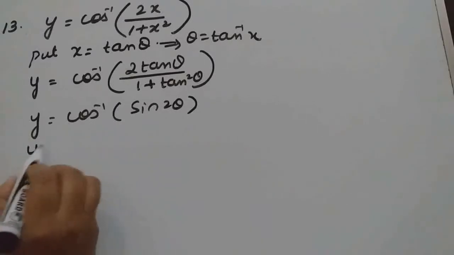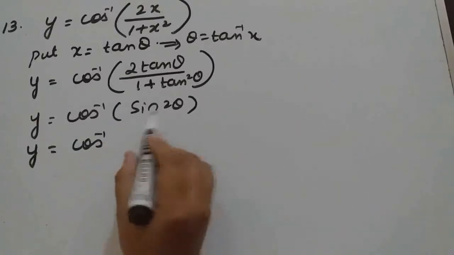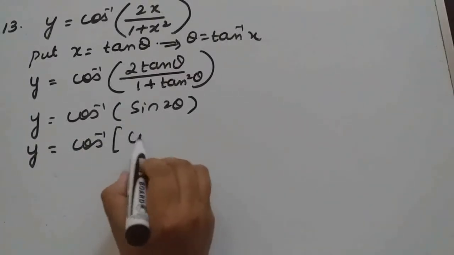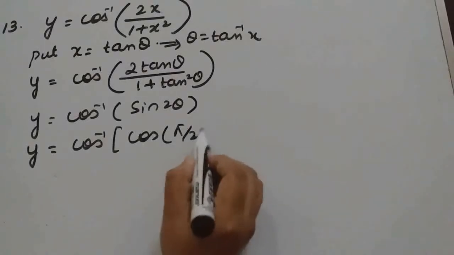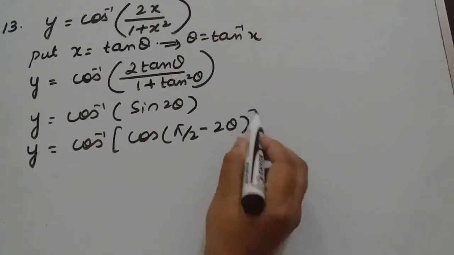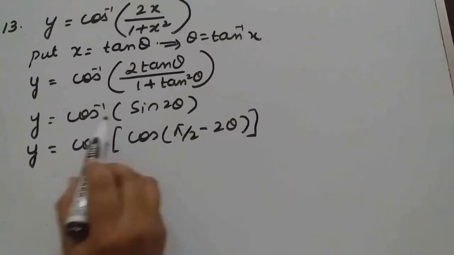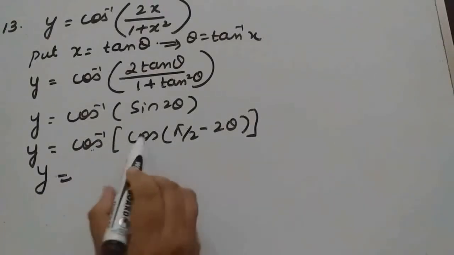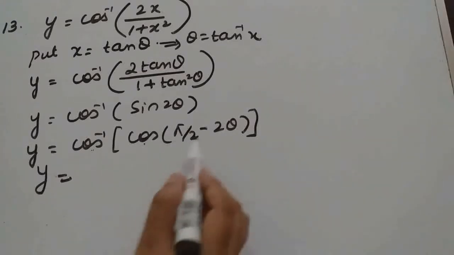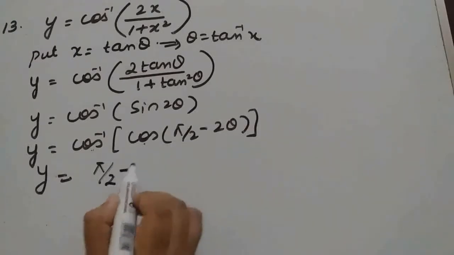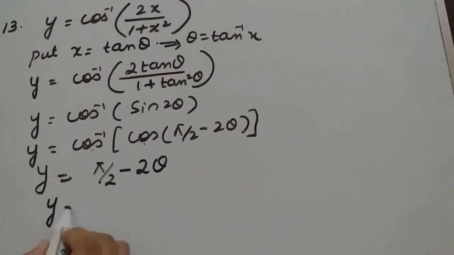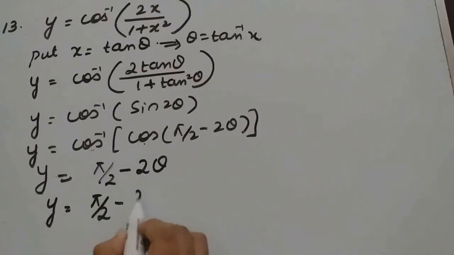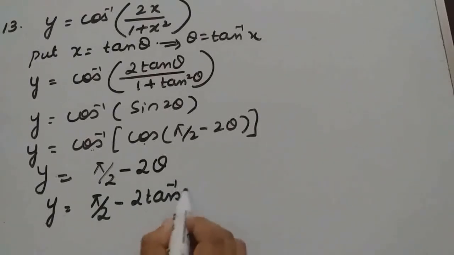Now using complementary angle, what we can write? Sine theta is cos of (pi by 2 minus theta). Why? Because we want to make these two trigonometric functions the same, so that we can cancel using the property. So we'll be left with pi by 2 minus 2 theta, which is pi by 2 minus 2 tan inverse x.